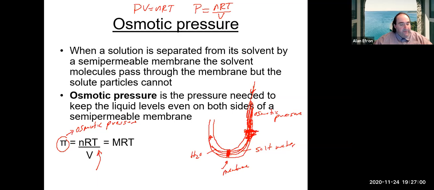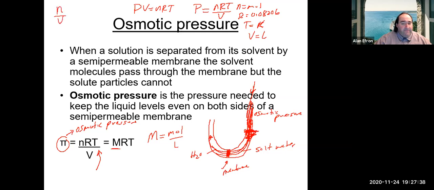That means if we use this to calculate the osmotic pressure, we want to make sure we're in the correct units. n should be in moles, R is our gas constant that we've used before, T should be in Kelvin, and V should be in liters. Now, you also see that the osmotic pressure equals capital M RT. M is molarity, which is moles per liter. We also saw this with the ideal gas law for gases, because if we take n divided by V, it equals P over RT.